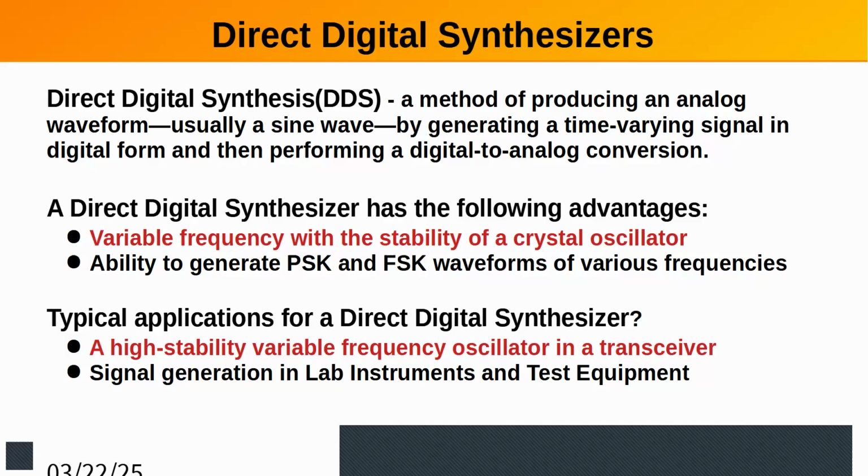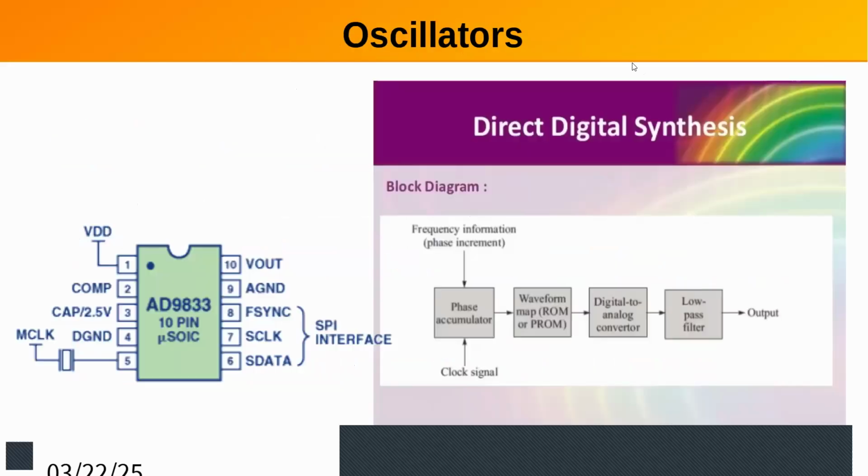Where did it go? I don't know, other than, let's see. High stability variable frequency oscillator in a transceiver is one of the uses. It's red because there's a question about it.